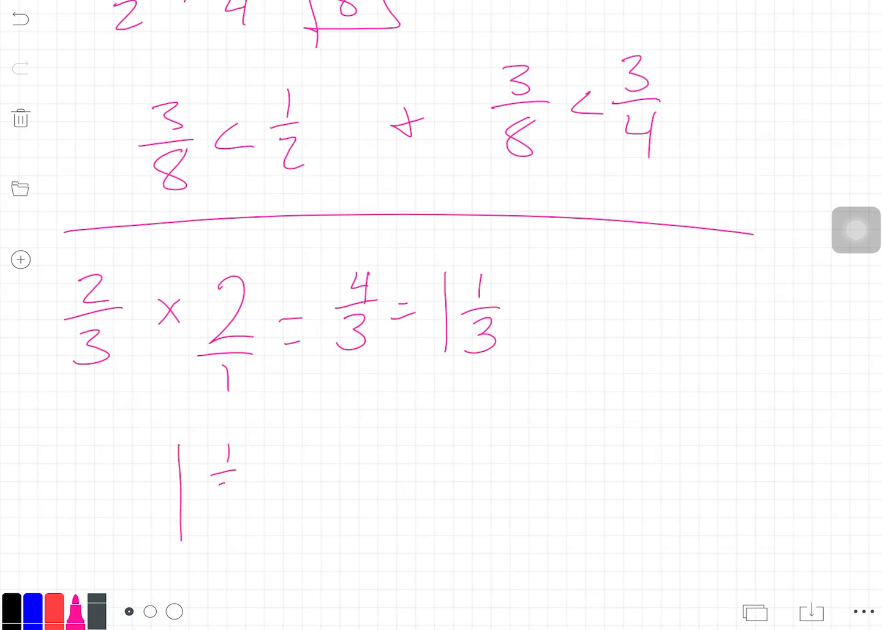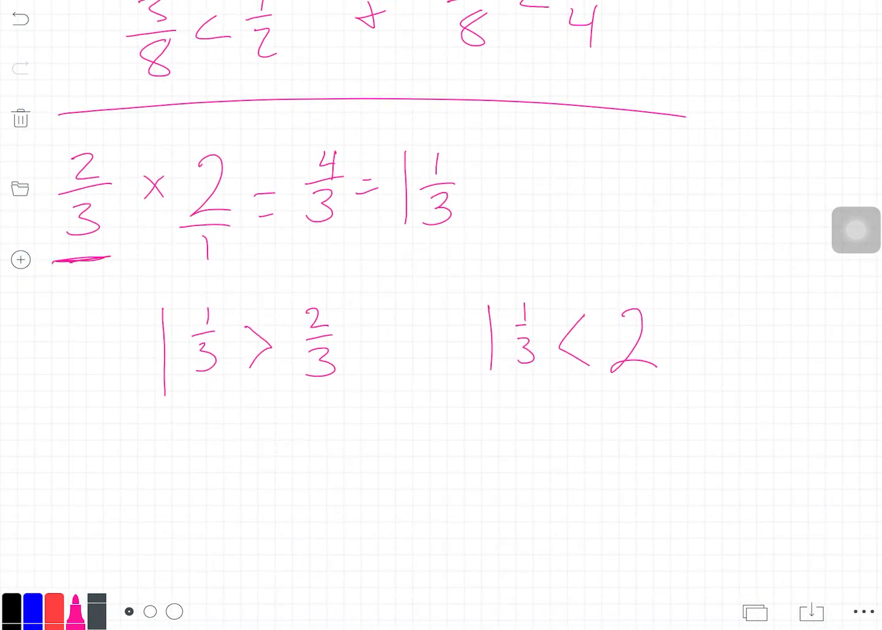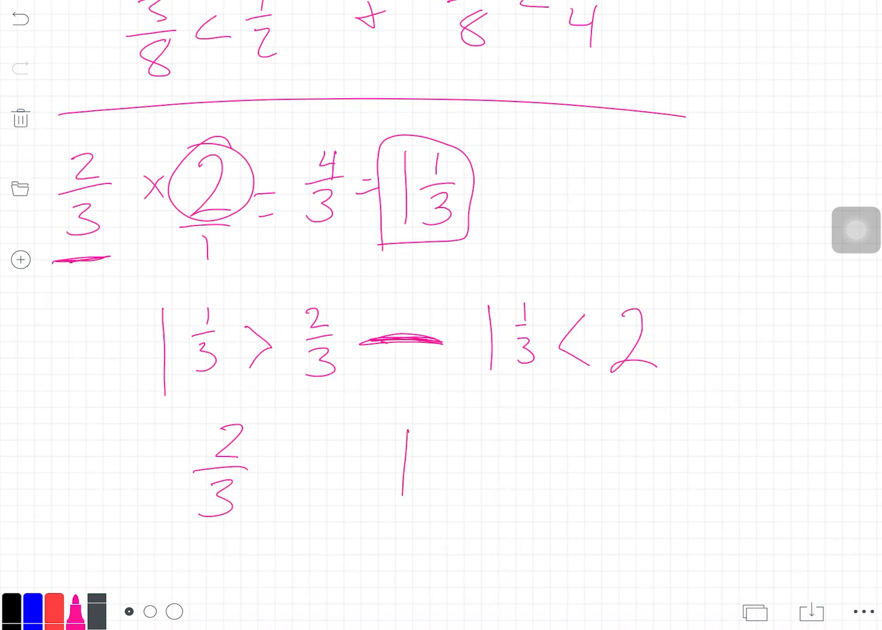Now, if I think of 1 and 1/3 and 2/3, 1 and 1/3 is bigger. But if I think about 1 and 1/3 and the number 2, 2 is bigger. So when I'm multiplying a fraction times a whole number, my product or my answer is going to be somewhere kind of in between the two. So if I put these all on a number line, I would have 2/3 down here, 1 and 1/3 would be somewhere kind of in the middle, and 2 would be up near the top, right? So my product ends up in between the two.